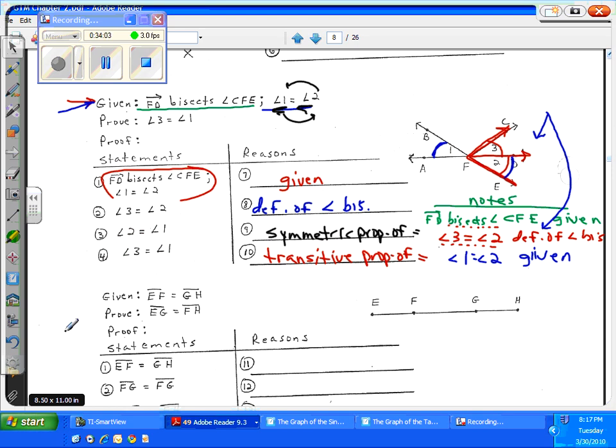Well, you may say, but I was thinking substitution, because if angle 3 is equal to angle 2, then I could put that angle 3 in place of that angle 2, and I could get there by substitution, and you're correct. So that could be substitution property of equality also. Any questions on that? Okay.